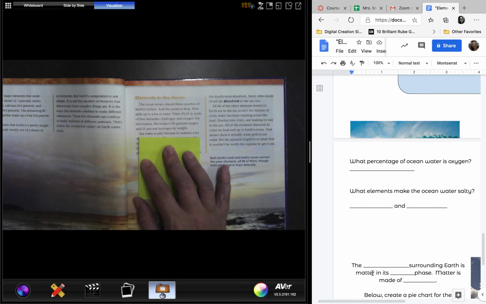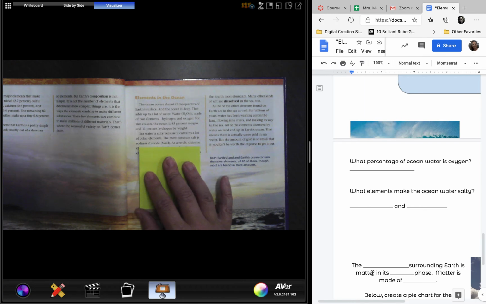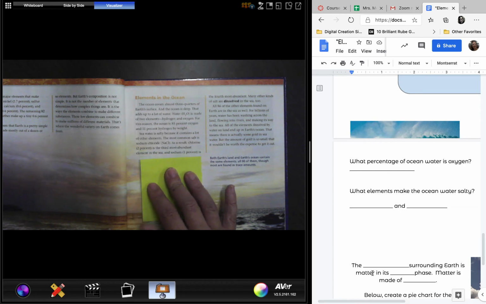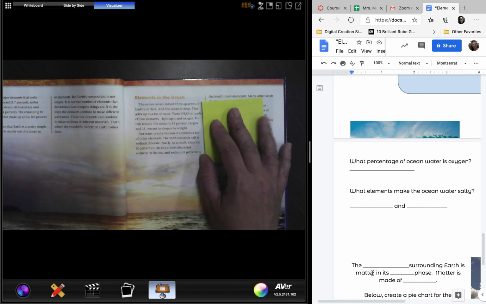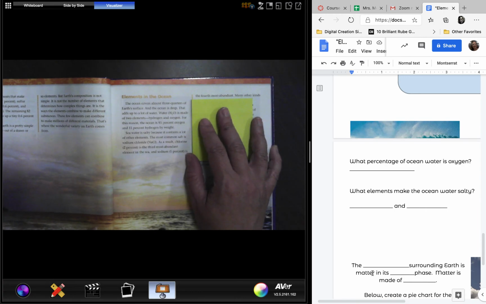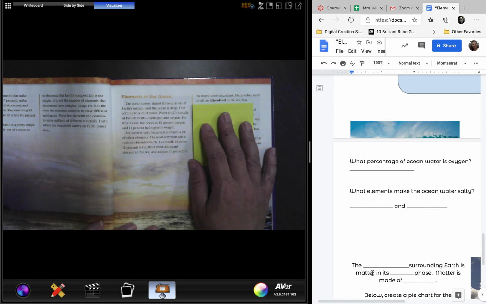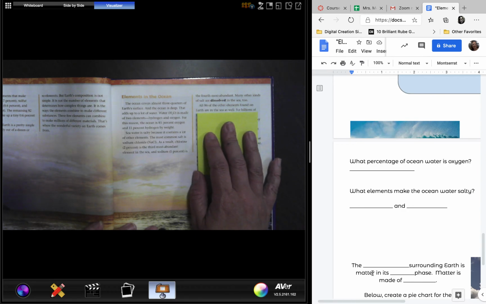Seawater is salty because it contains a lot of other elements. The most common salt is sodium chloride, NaCl. As a result, chlorine, 2%, is the third most abundant element in the sea. The sodium, 1%, is the fourth most abundant. Many other kinds of salt are dissolved in the sea too. All 86 of the other elements found on Earth are in the sea as well.